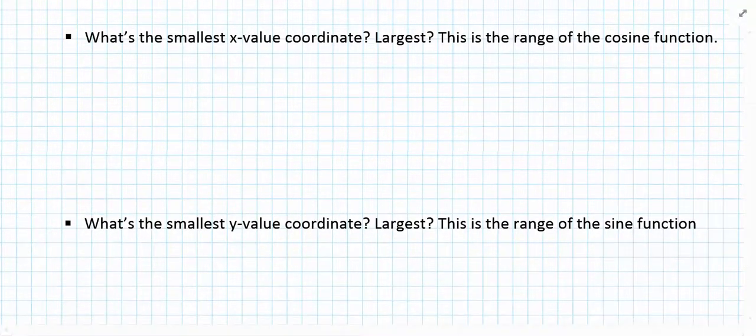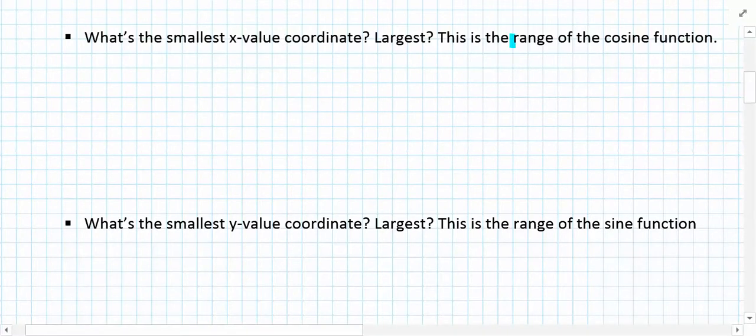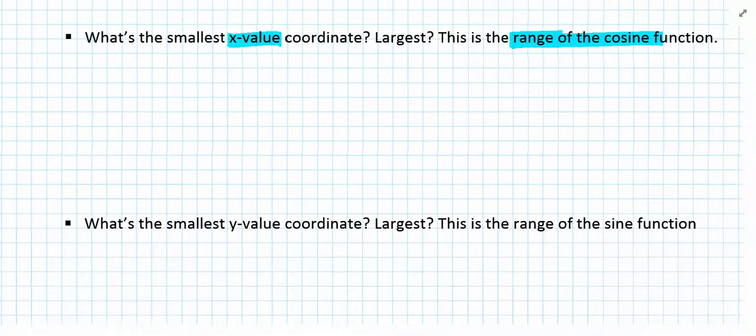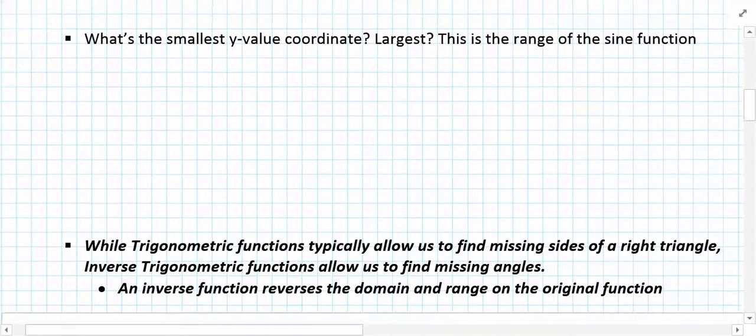Now, when we start looking at the x value coordinates, the x values represent the result of our cosine function. And so as a result, we would call that the range of the cosine function, because it's associated with our x value. Now, the smallest x value that we saw on our list was -1, and the largest that we saw was +1. The range of this cosine function must exist between -1 and +1.